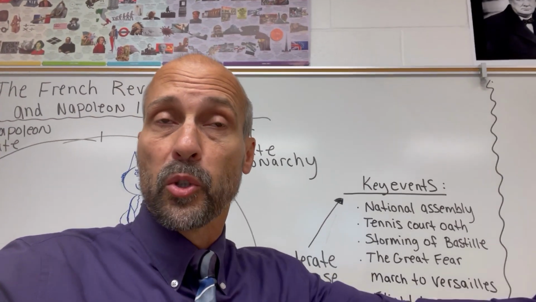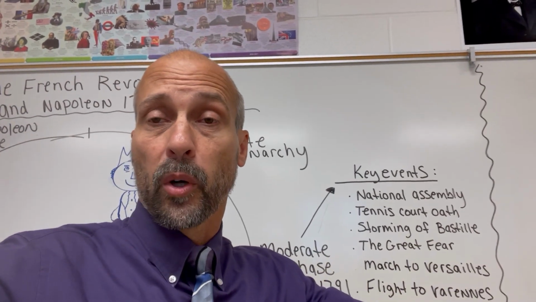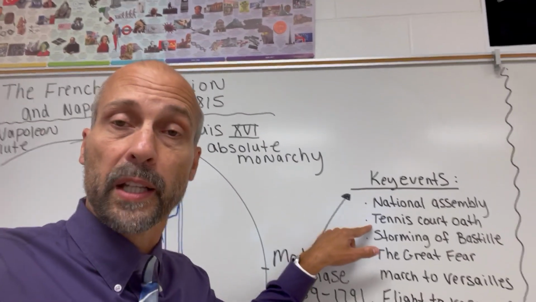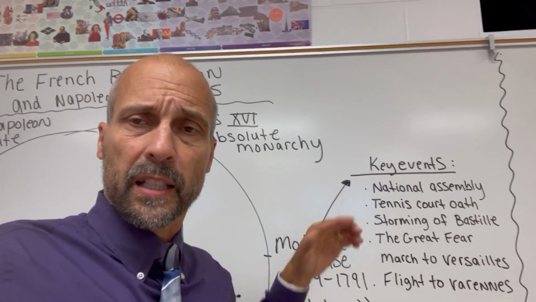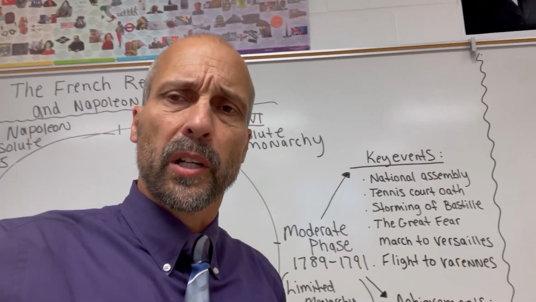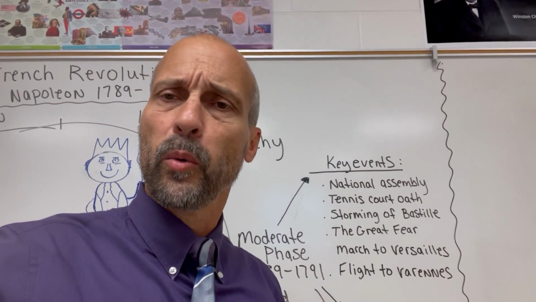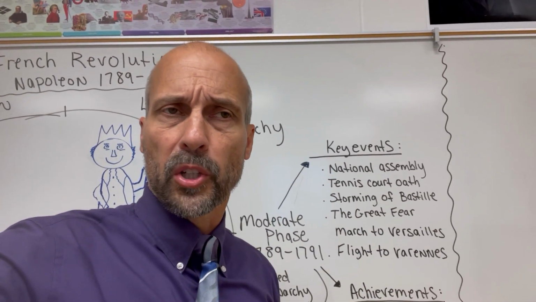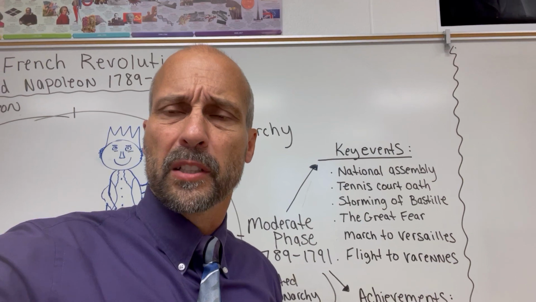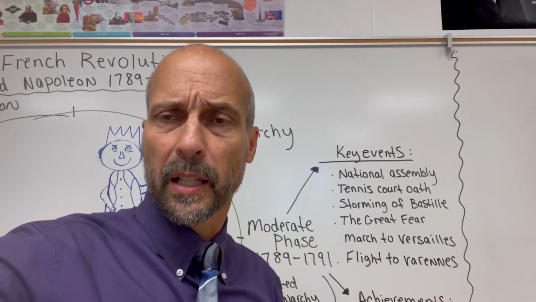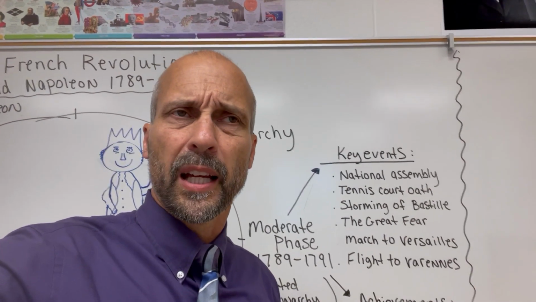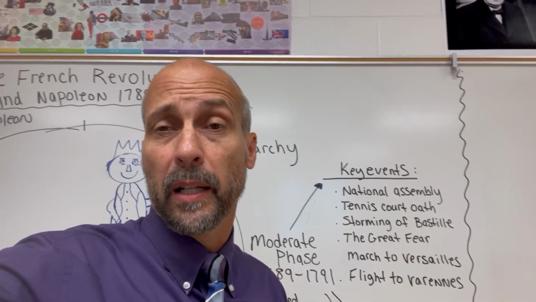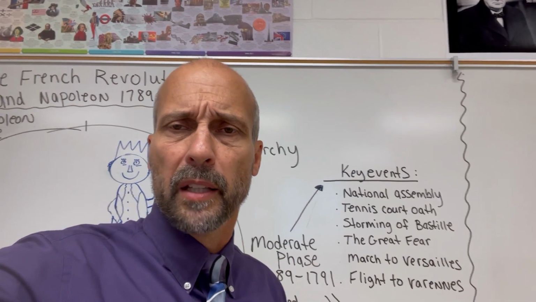But that did not deter them. They just simply went to a nearby indoor tennis court where they began to meet. And that's where they declared this right here, the tennis court oath. The tennis court oath was a declaration of the Third Estate saying, we will not stop meeting until we write a new constitution. It's significant because it's the first time that people really stood up against the French monarchy. And I've heard it also said that the tennis court oath could be compared to our own Declaration of Independence. So a very significant moment in the history of France.